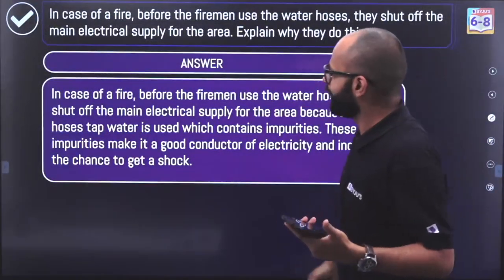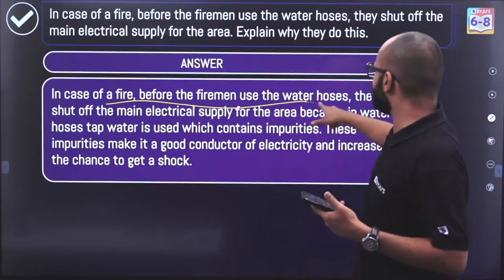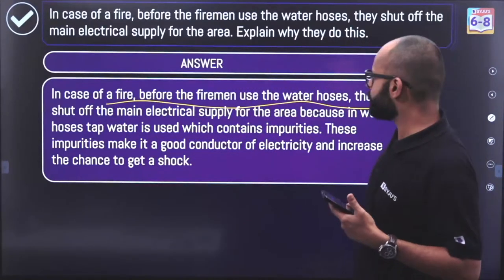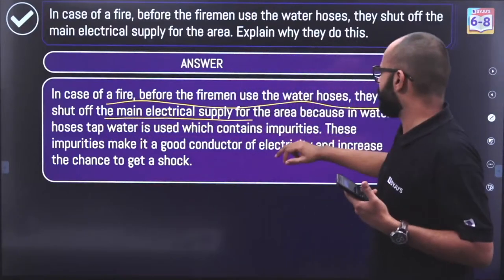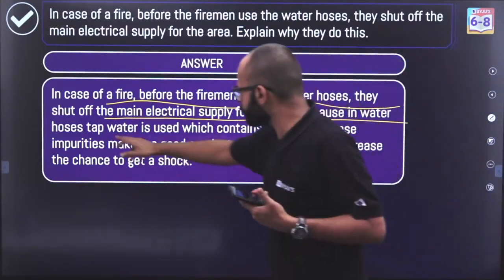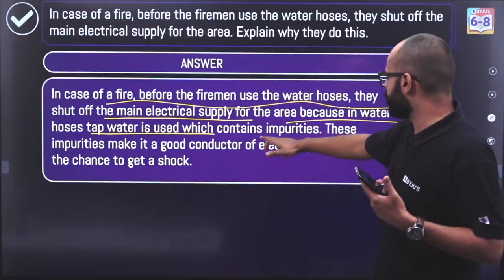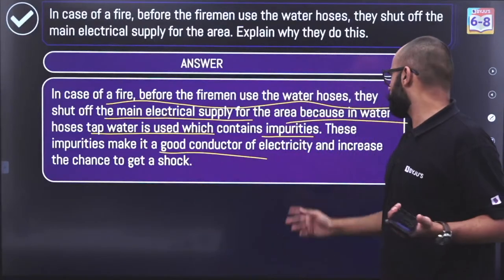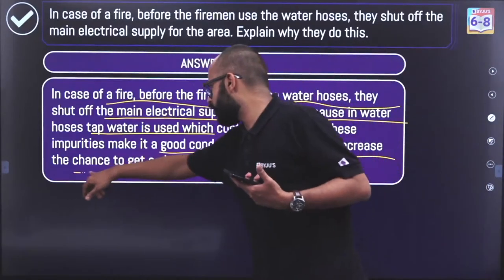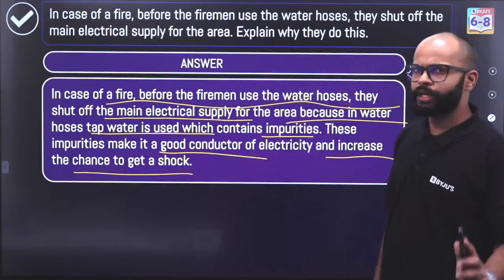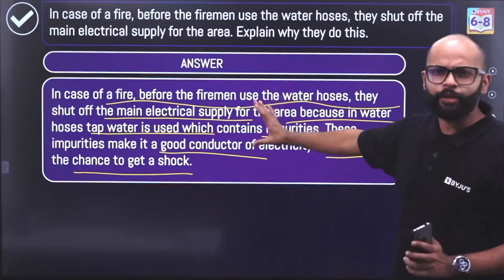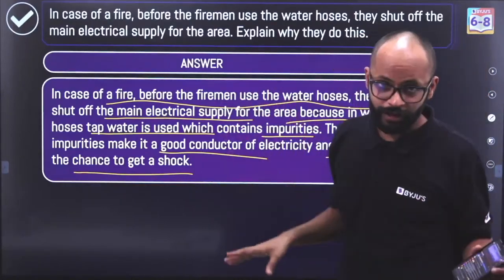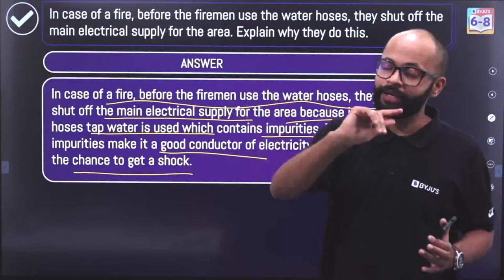Come on. In case of a fire, before the firemen use the water hoses, they shut off the main electrical supply for the area, because in water hoses, tap water is used which contains impurities. These impurities make it a good conductor, and that's why there is an increased chance of getting a shock. Okay, I'll send it to you. Just have a look at the answer, because these are good answers. If you write such an answer, you will never lose marks.